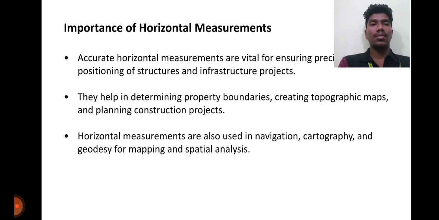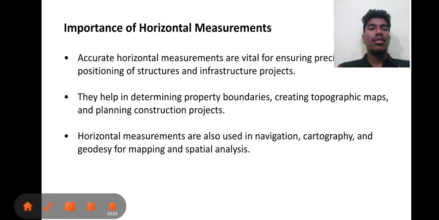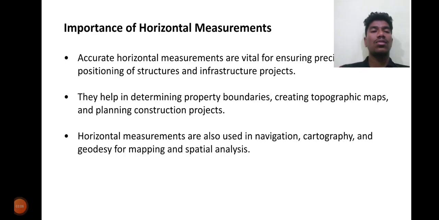Importance of horizontal measurements. Accurate horizontal measurements are vital for ensuring the success of projects such as infrastructure projects. They help in determining property boundaries, creating topographic maps, and planning construction projects. Horizontal measurements are also used in navigation, photography, and geodesy for mapping and spatial analysis.